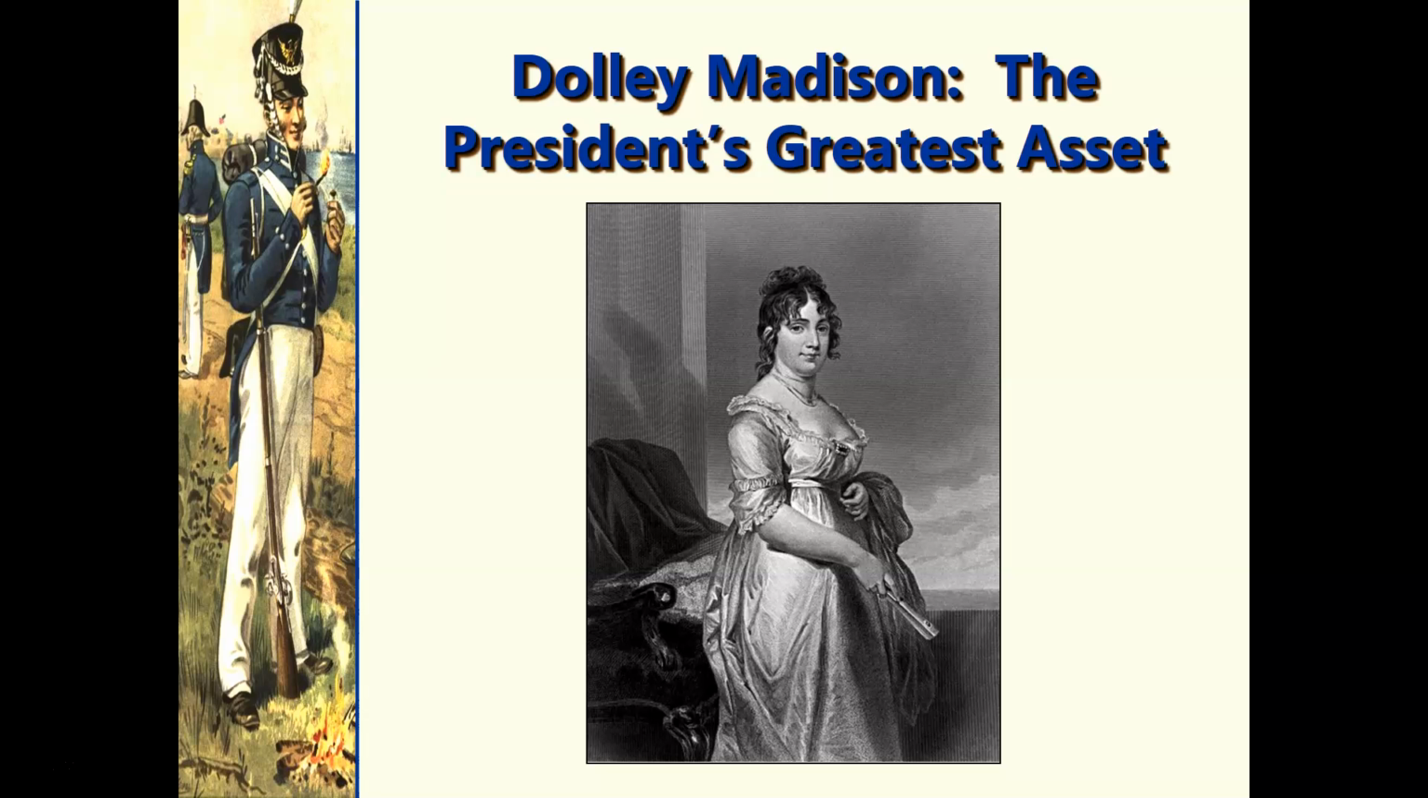Dolly had helped Jefferson with a lot of his social duties when her husband had been Secretary of State. Jefferson was a widower himself, and so she sort of was the fill-in, temporary first lady even for Jefferson. So when her husband becomes president, she has lots of experience with it, and she runs the White House, essentially.